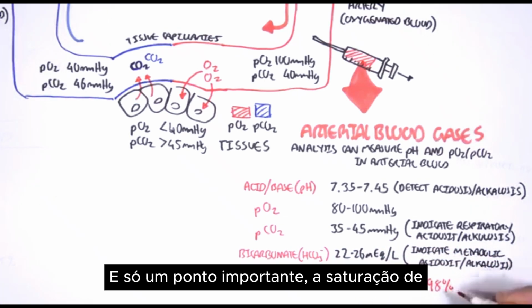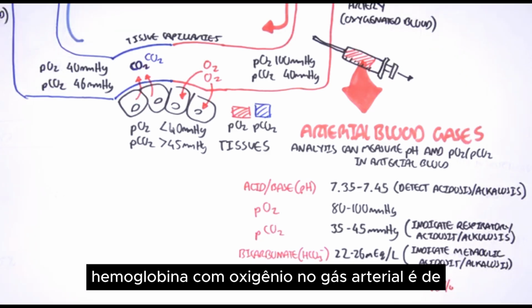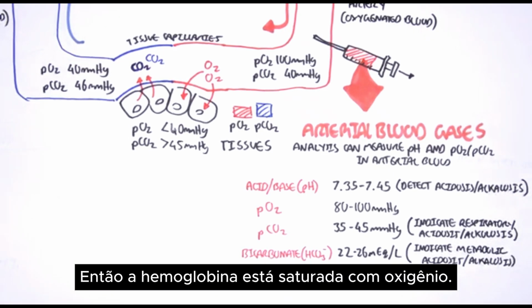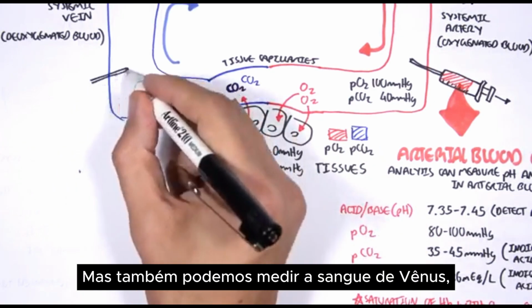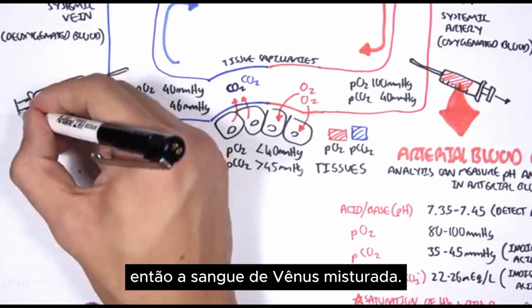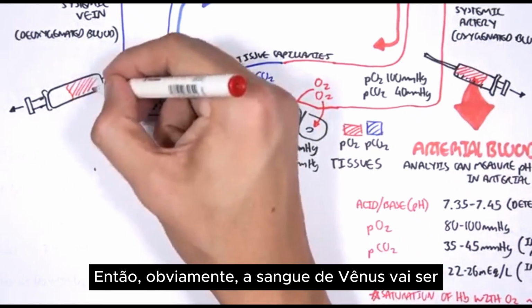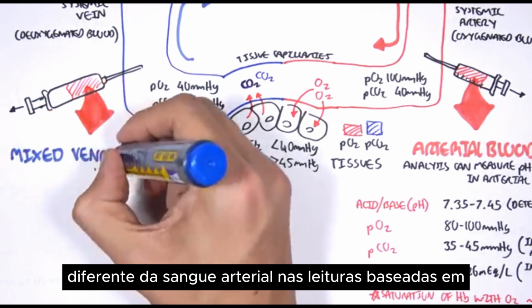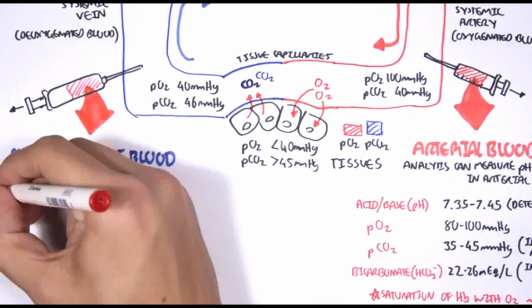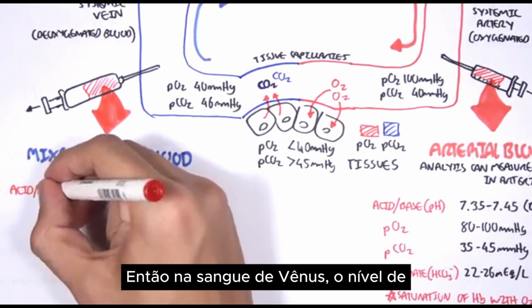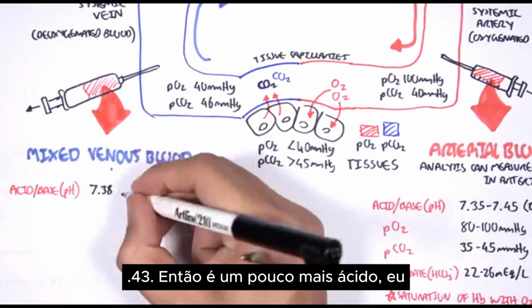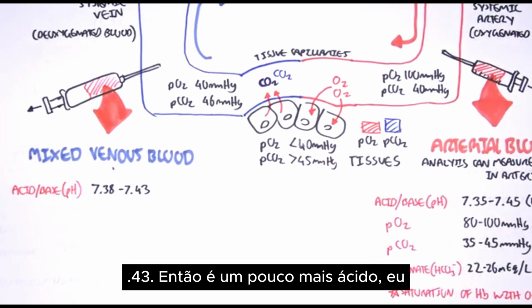And just an important note to make: the saturation of hemoglobin with oxygen in the arterial blood gas is about 98%. So the hemoglobin is saturated in oxygen. But we can also measure the venous blood, so the mixed venous blood. So obviously the venous blood is going to be different to the arterial blood in the acid-base readings. So in the venous blood, the normal pH range is between 7.38 to 7.43. So it's slightly more acidic, I think.